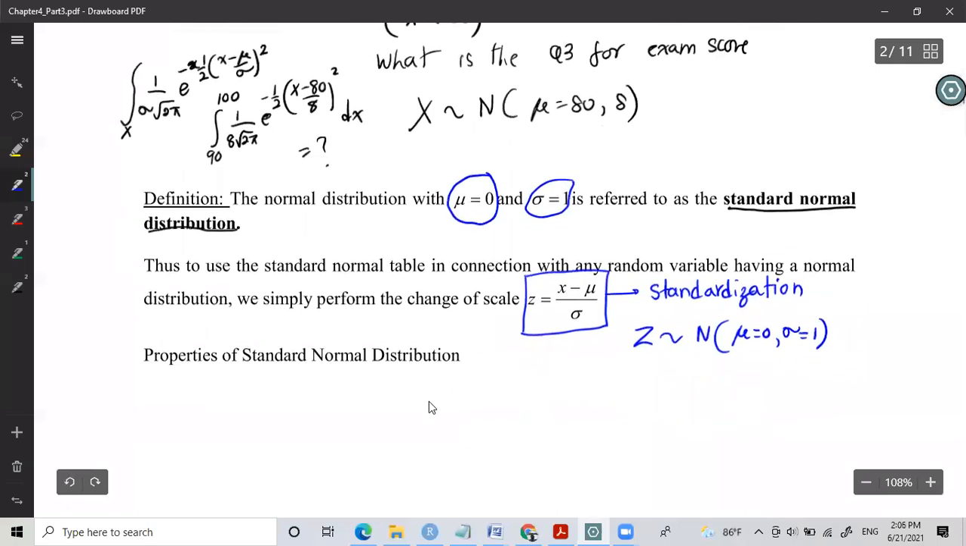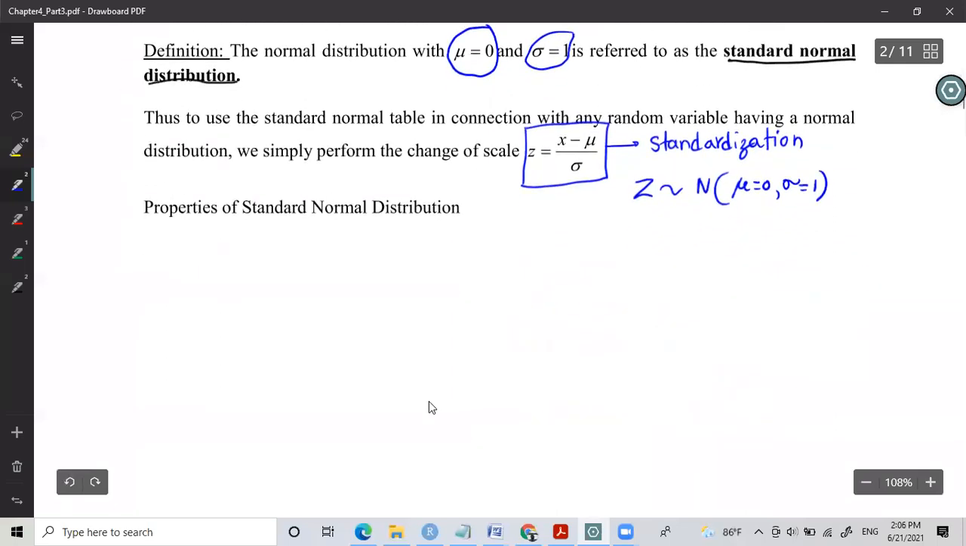Now what is this standard normal distribution? As I mentioned, it is a normal distribution with special characteristics: mean equals 0, sigma equals 1. So still it's the bell shape.